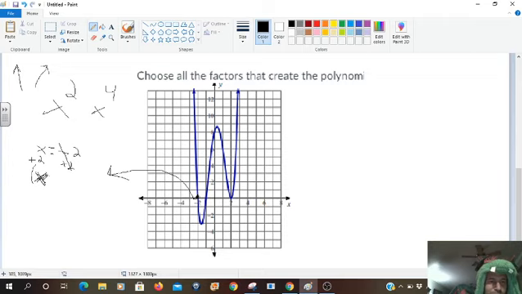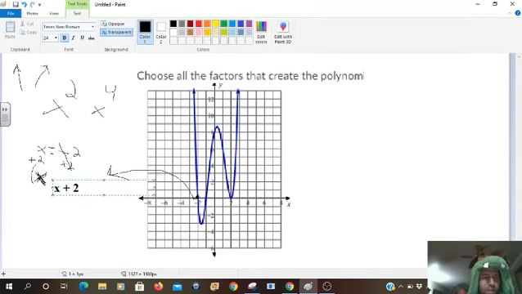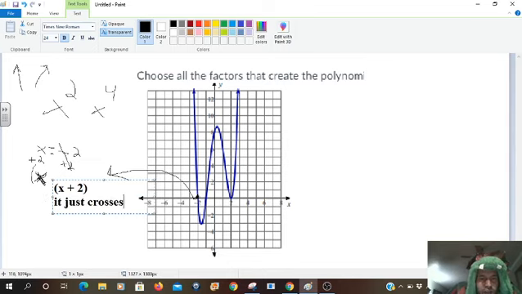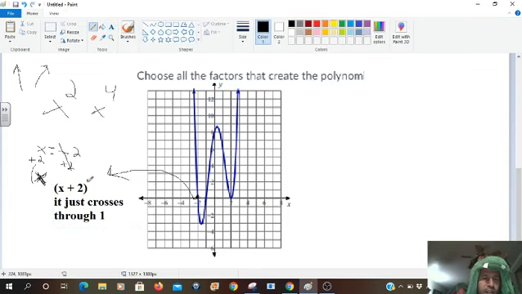Wow, this mouse is hard to maneuver. Sorry about that. Maybe we'll just use the text editor. So x plus 2, there you go. That's one of the factors we could look for. Now you also want to look at the multiplicity. What I mean is that it just crosses through, and if it crosses through, it's going to be a multiplicity of 1. So that goes right here: one of our factors is x plus 2 all to the first power.